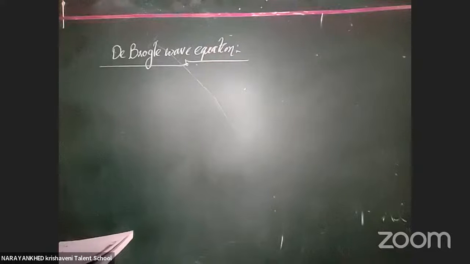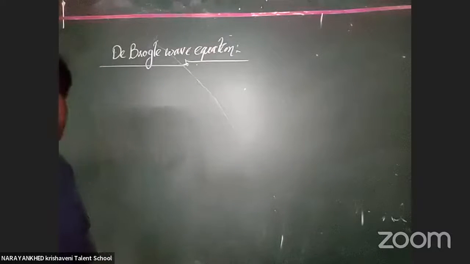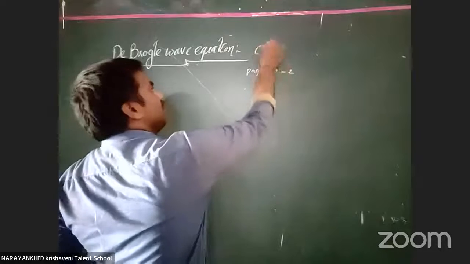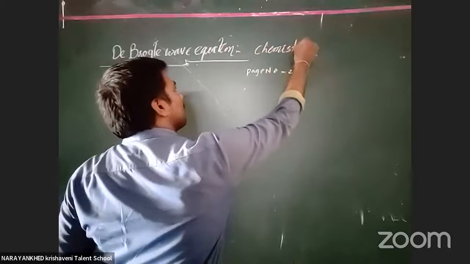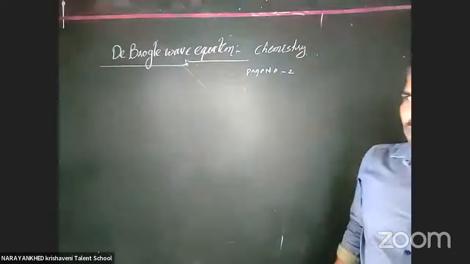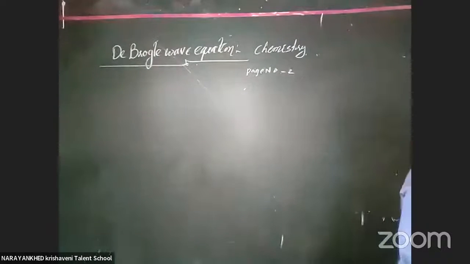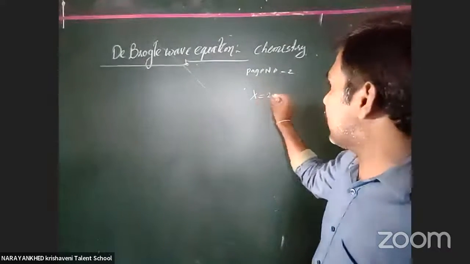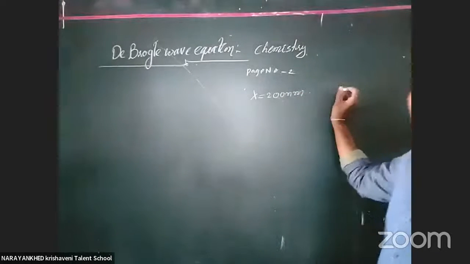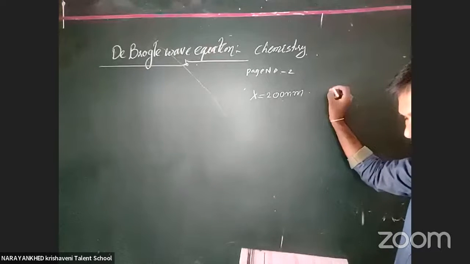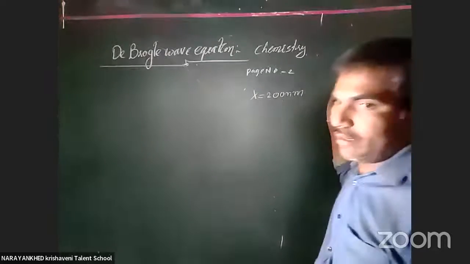Calculate the momentum of a particle that has a wavelength of 200 nanometer. Page number 2 in chemistry, we have the problems on the de Broglie wavelength. Calculate the momentum of a moving particle which has a wavelength of 200 nanometer. The wavelength of the particle, lambda, is taken as 200 nanometers. Got it or not? Now we have to find out the momentum of this particle.